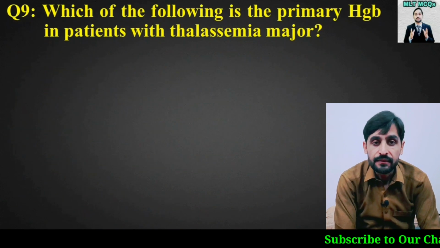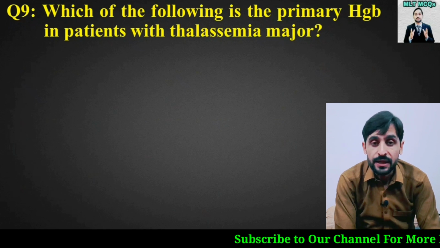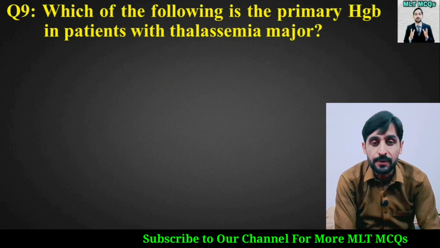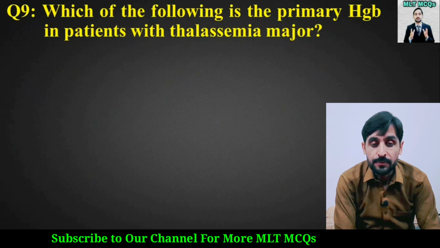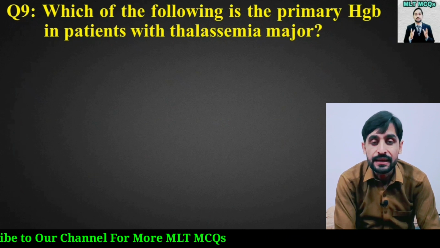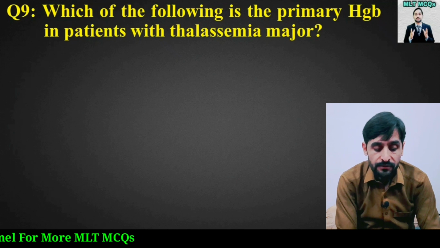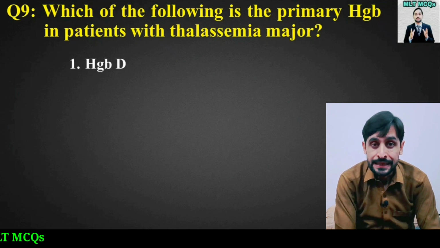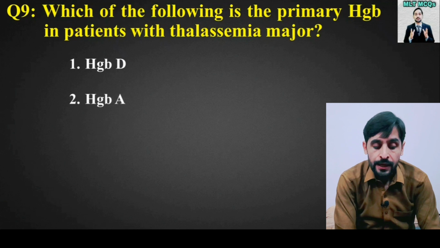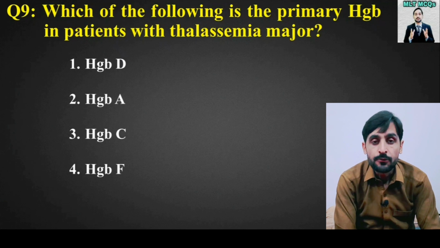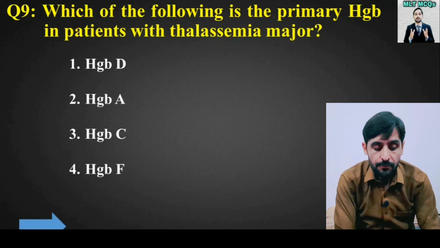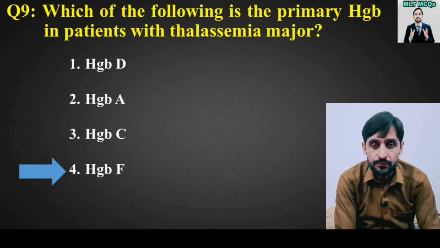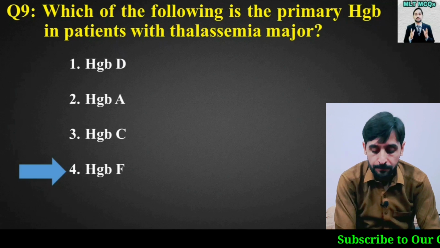MCQ number 9: Which of the following is the primary hemoglobin in patients with thalassemia major? The options are hemoglobin D, hemoglobin A, hemoglobin C, or hemoglobin F. And the right answer for this MCQ is option number 4, hemoglobin F. This is the primary hemoglobin in patients with thalassemia major.